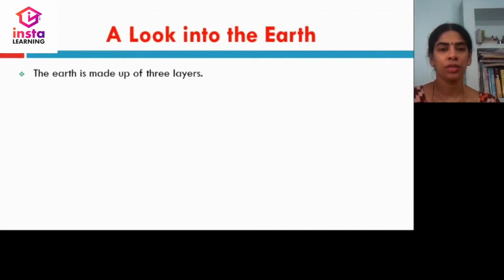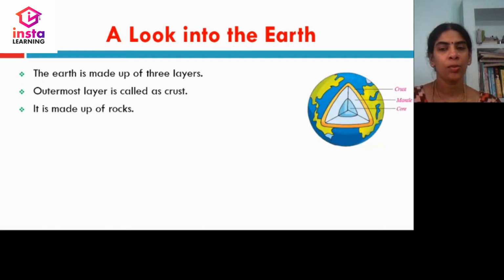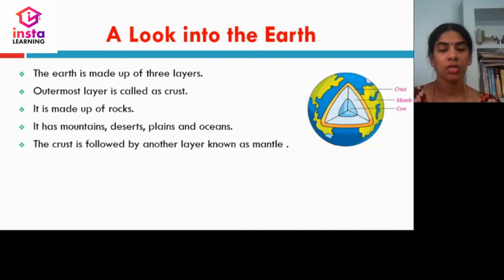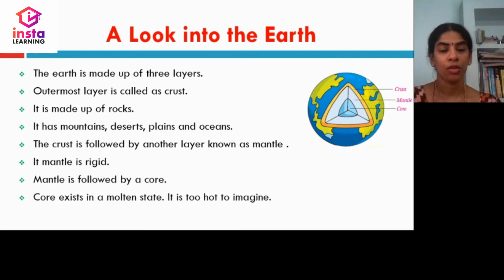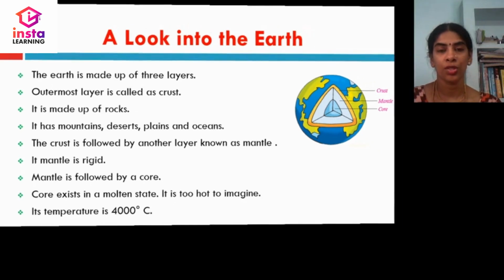Let us look into the Earth. Earth is made up of 3 layers. The outermost layer is called the crust. It is made up of rocks. It has mountains, deserts, plains and oceans. The crust is followed by another layer known as mantle. Mantle is rigid. It is followed by another layer known as core. The core is in molten state. It is too hot. Its temperature is around 4000 degrees Celsius.